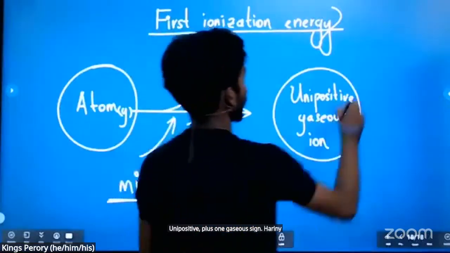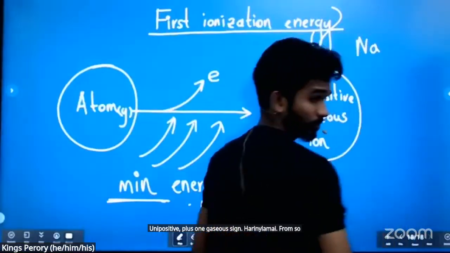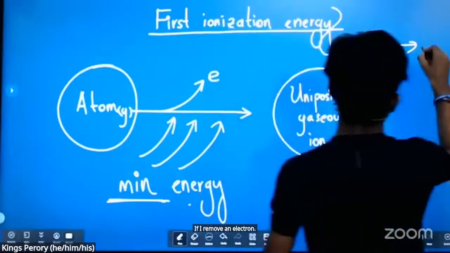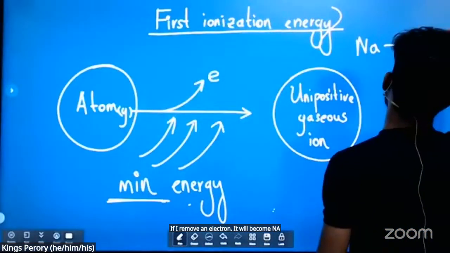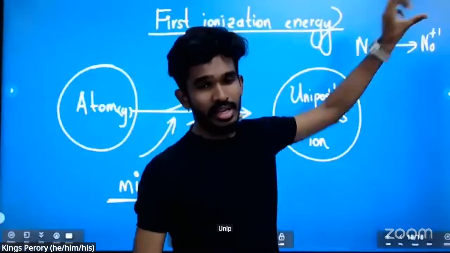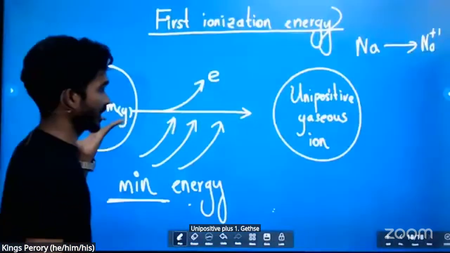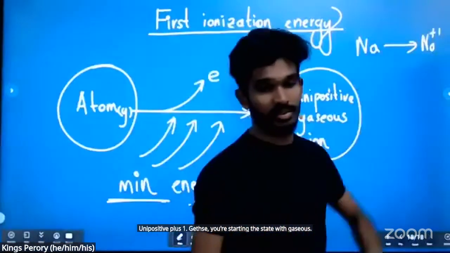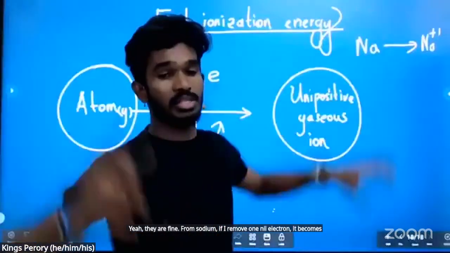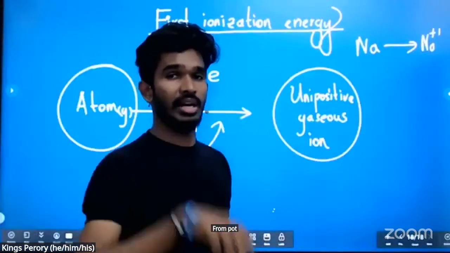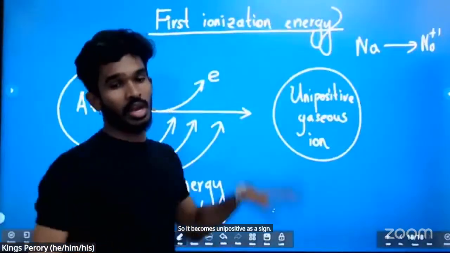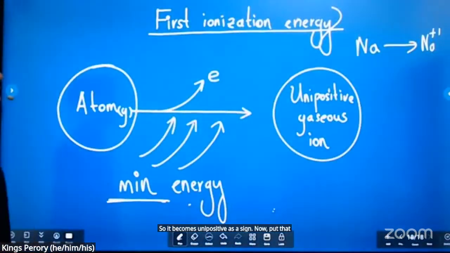For example, from sodium, if I remove an electron, it will become Na plus 1. Unipositive, plus 1, gaseous. You are stating the state with the gaseous sign. From sodium, if I remove 1 electron, it becomes unipositive Na plus 1. From potassium, if I remove an electron, it becomes K plus 1. So it becomes a unipositive gaseous ion. Now put that also into the first ionization energy definition.